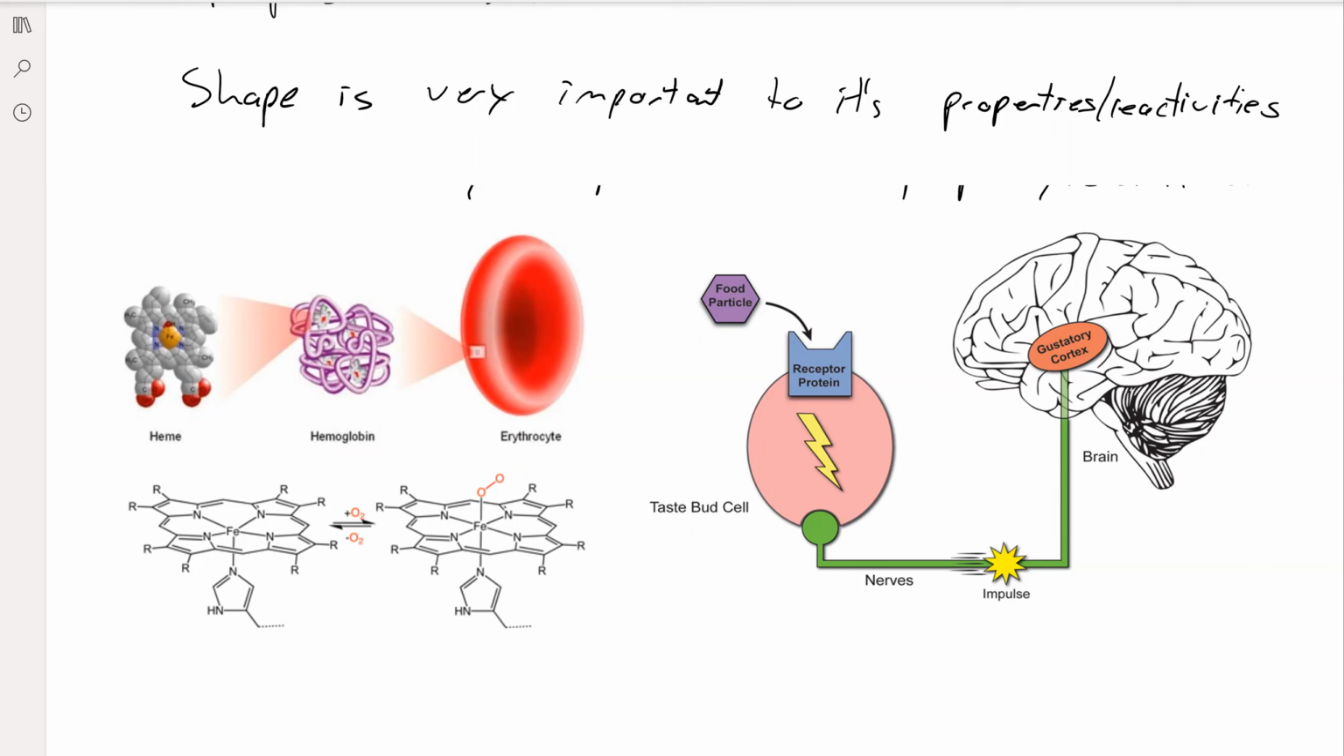But it's only able to do this because this iron has this very flat structure and has this area where this oxygen can bind to this iron.